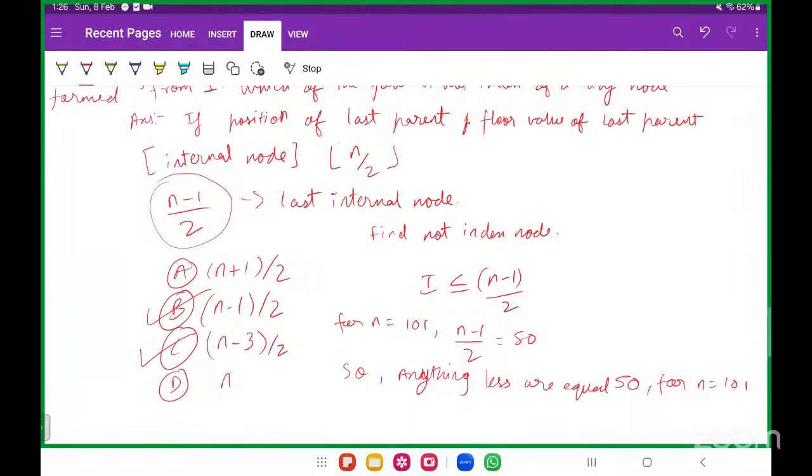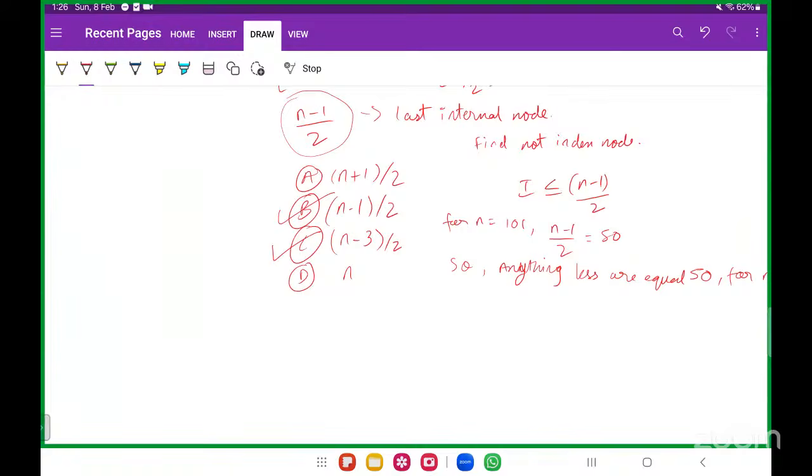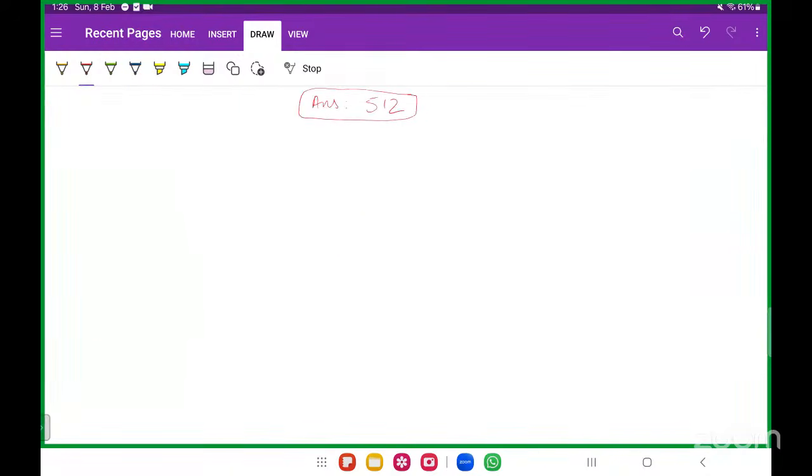Now I have one more problem here. They have asked one question. The pre-order sequence of a BST, binary search tree, is given. What will be the position of 60 in a post-order traversal? There is a binary search tree whose pre-order traversal is given in the problem. The complete problem is not there, but they have asked what will be the position of 60 in a post-order traversal.